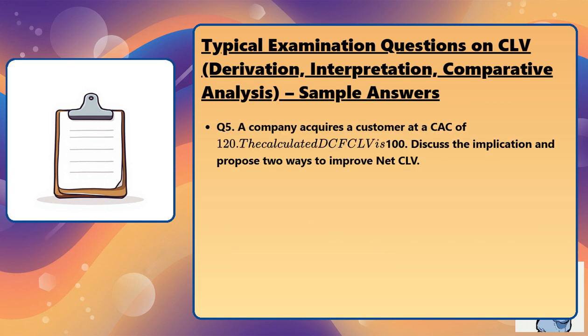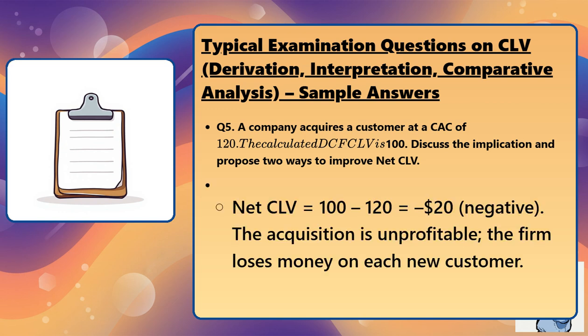Question 5. A company acquires a customer at a customer acquisition cost of $120. The calculated discounted cash flow customer lifetime value is $100. Discuss the implication and propose 2 ways to improve net customer lifetime value. Net customer lifetime value equals 100 minus 120 equals negative $20. Negative. The acquisition is unprofitable. The firm loses money on each new customer.